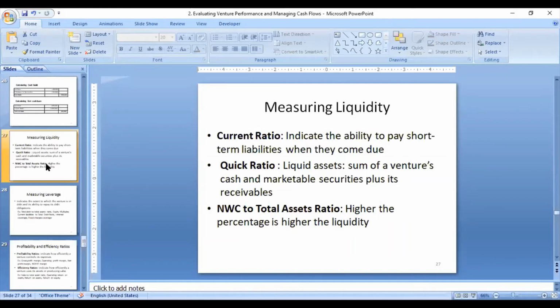When it comes to the net working capital to total asset ratio, you know how to calculate net working capital. It is the difference between average current assets and average current liabilities. So we take the difference and divide it by average total assets.